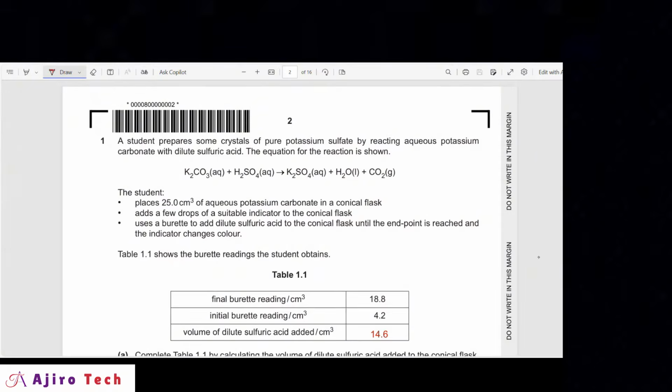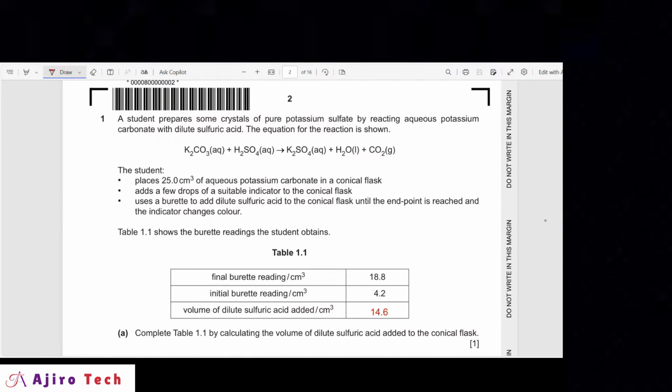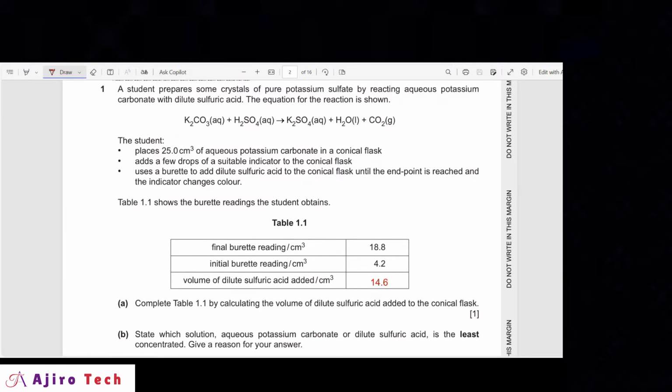We have the first question here, trying to talk about a kind of titration reaction where a student tries to prepare potassium sulfate crystals by mixing potassium carbonate and dilute sulfuric acid, right? So all of this information is here. Then you're asked to fill in this space in the question.